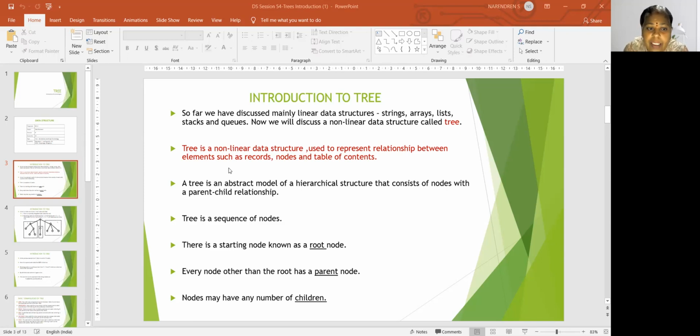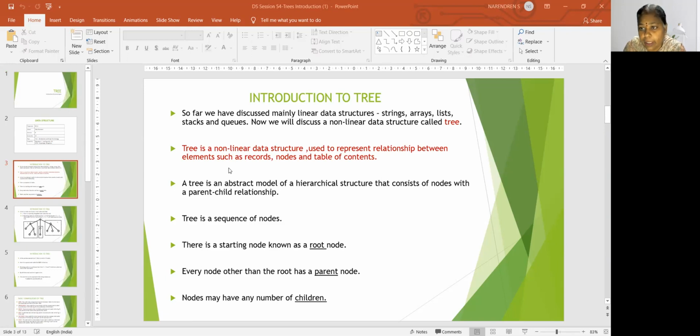So, what do you mean by tree? Tree is a nonlinear data structure used to represent relationships between elements such as records, nodes, and table of contents. A tree is an abstract model of a hierarchical structure that consists of nodes with a parent-child relationship. For this, we can take one real-time example. If you take your family, you can classify into grandparents, then parents, then siblings, and then children. This is like a family tree.